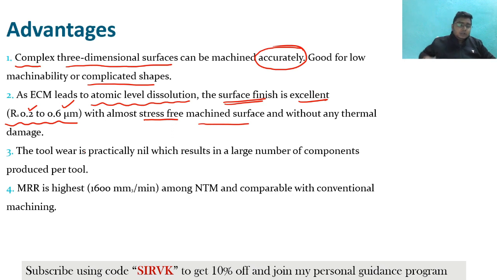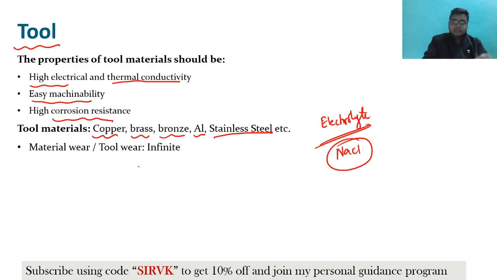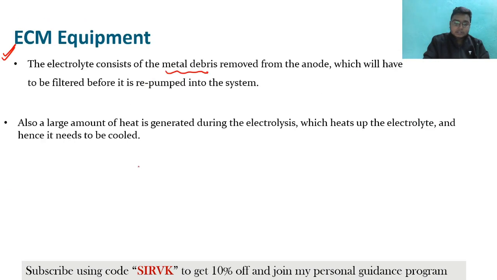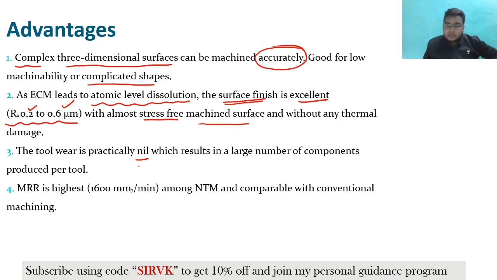Fine. Now the tool wear is practically nil. Now what is the tool wear? Try to understand. Now see, when you are doing machining, this is your tool and this is your workpiece. Now what you have seen is that electrons are flowing, bombarding onto the workpiece, and the material is removed.